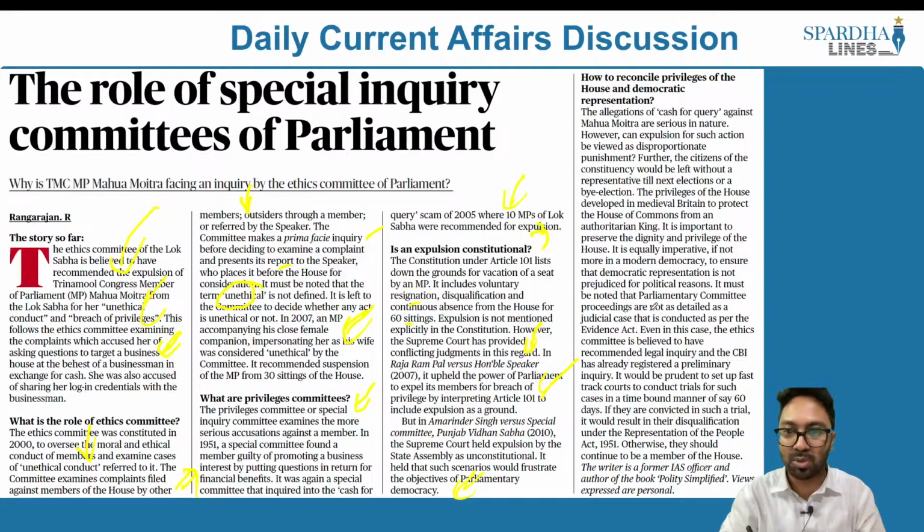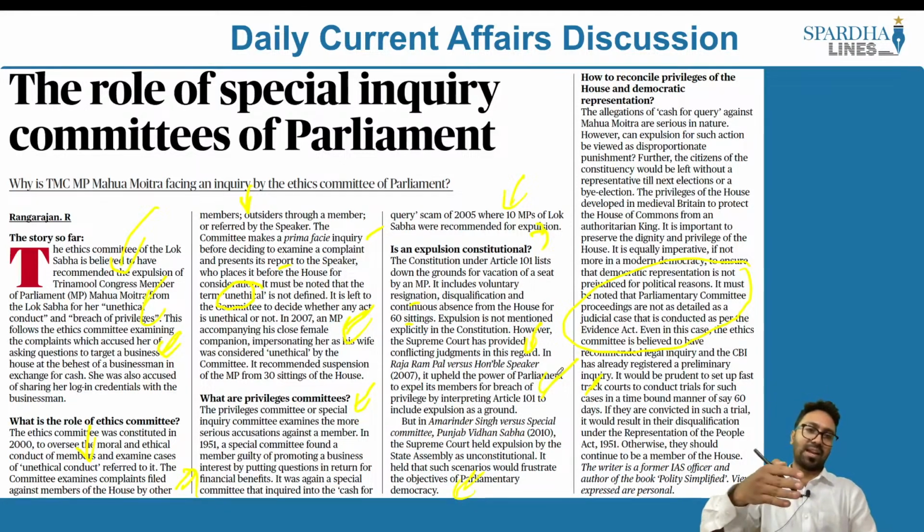So therefore, it must be noted that parliamentary committee proceedings are not as detailed as a judicial case that is conducted as per the Evidence Act. Even in this case, the ethics committee is believed to have recommended a legal inquiry, and the CBI has already registered a preliminary inquiry. So when it comes to the judicial process, you have a procedure that is laid down. You also have rules that have to be followed. But in this particular case, there are no such rules. But prima facie, if they feel that there is a case, they have their own set of rules on the basis of which they inquire and investigate, and ultimately suspension or expulsion or temporary termination of the membership can also be done by the ethics committee. It is this that we have to understand with respect to this article.